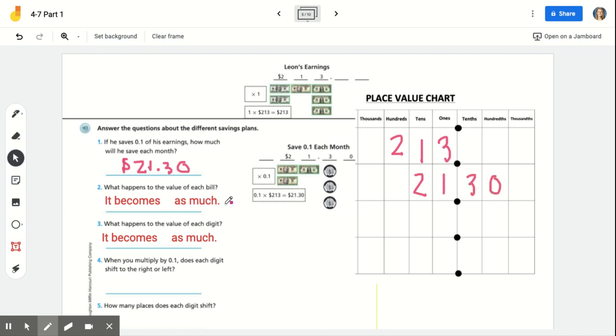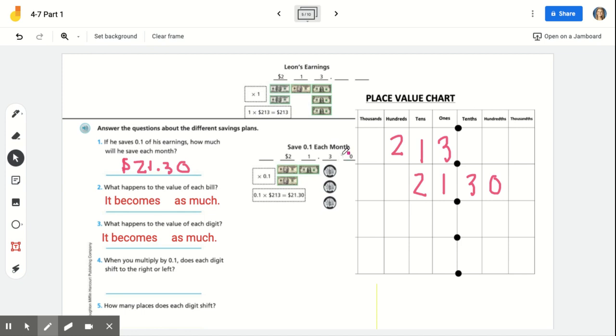And the question is, what happens to the value of each bill? Let's take a look at these 3 ones. These 3 $1 bills became 3 dimes. And again, this relates back to our introduction here. If we're exchanging a $1 bill into a dime, it becomes 1/10 as much. We wouldn't rip our $10 or our $1 bill into 10 pieces and then give away a piece. We would exchange it for dimes, and 1/10 of a dollar is 1 dime.